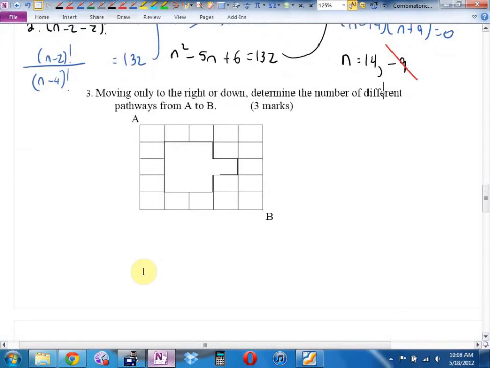Pathways. Is this a regular pathway question? No, then I can't use my shortcut of factorials. I'm going to have to Pascal's triangle this.